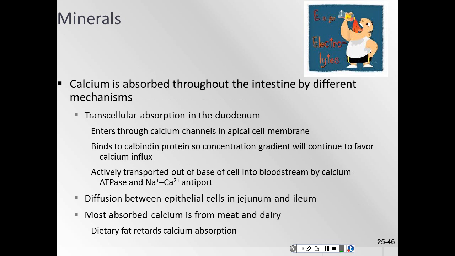Now we look at calcium. Calcium is absorbed throughout the intestine, some by active transport in the duodenum and more by diffusion between the epithelial cells in the duodenum and the ileum. Now in the duodenum, the calcium ions are going to enter the absorptive cells through calcium channels in the apical cell membrane. Now inside the cell, it binds to a protein called calbindin, keeping the intracellular concentration low, maintaining a gradient favorable for uptake.